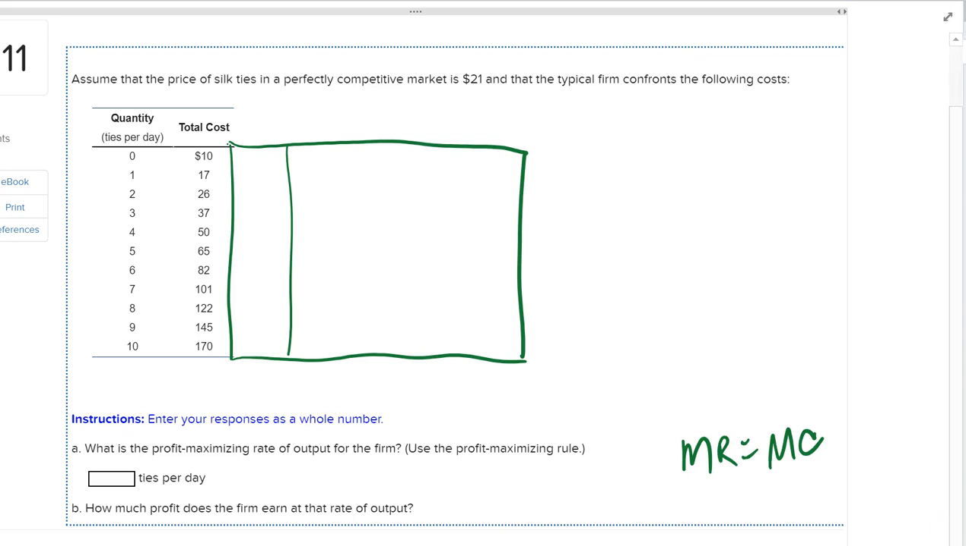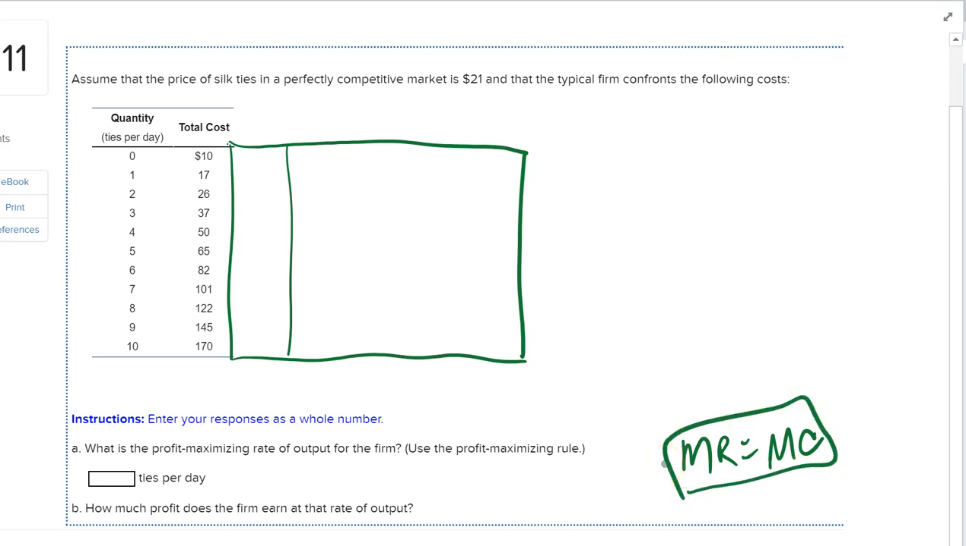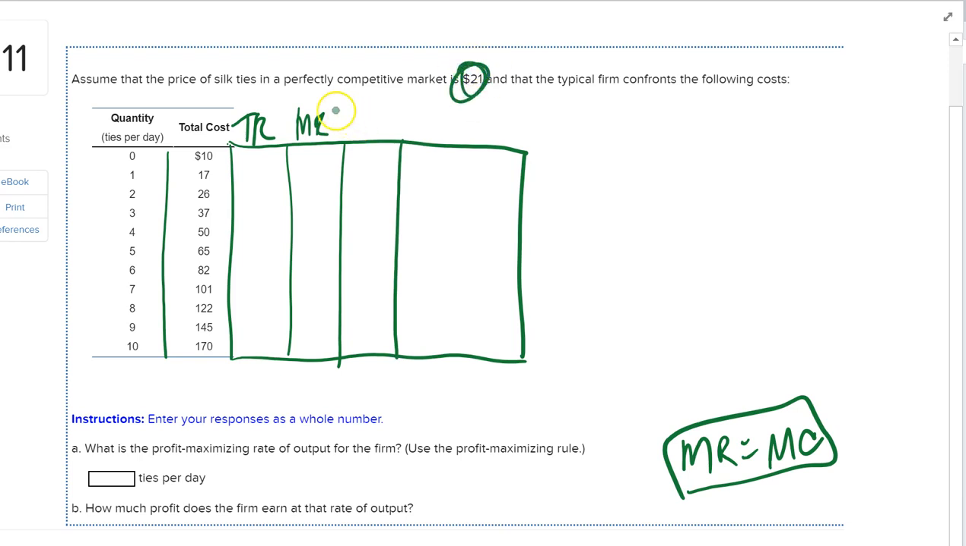So you're going to have to calculate your marginal cost from all the data you're given above, and how much profit at that rate of output can be earned. So we've got total cost, we've got quantity, so we've got total revenue, we can calculate that, and we can do marginal revenue from that. Actually, we've already got the marginal revenue because that's given to us as $21. So we'll call this marginal cost. If you feel like you want to have a marginal revenue column in there, go for it. But it's given to us, so we don't really have to do too much with that.